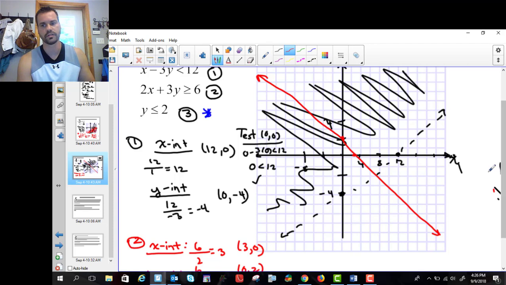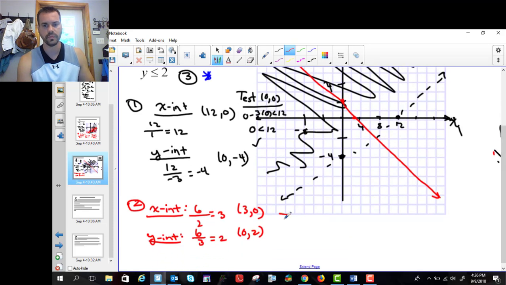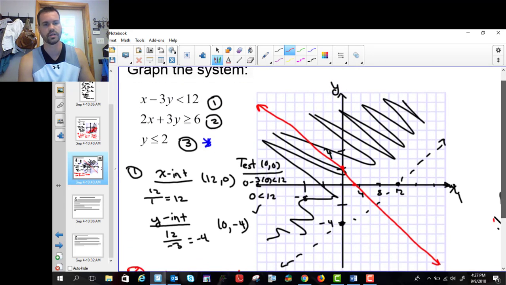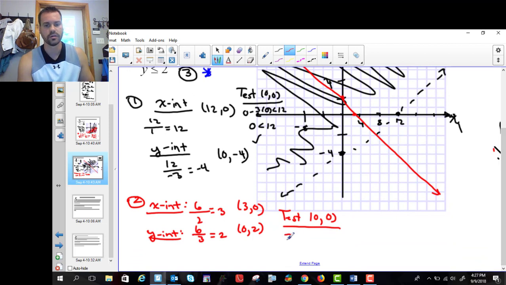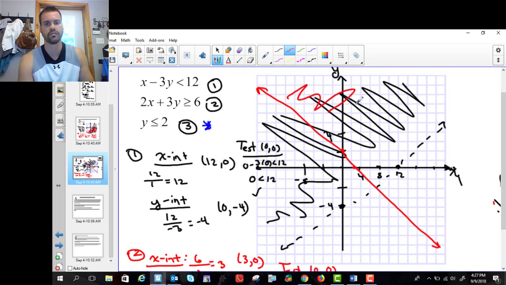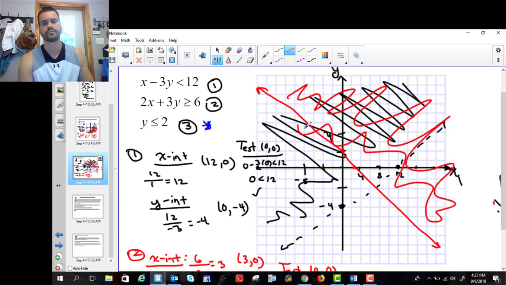In order to shade it, we have to test 0, 0 again to see how it works. If it gives me a statement when I plug it in that it's true, then I shade where 0, 0 is. If it's not true, then I shade away from 0, 0. So it's 2x plus 3y is greater than or equal to 6. So we go 2 times 0 plus 3 times 0 is greater than or equal to 6. And so this whole side just becomes 0 is greater than or equal to 6. And that's not true. So that means that 0, 0 is not a solution. And if that's the case, then I'm going to shade away from it. So I'm going to shade everything up here, all right?